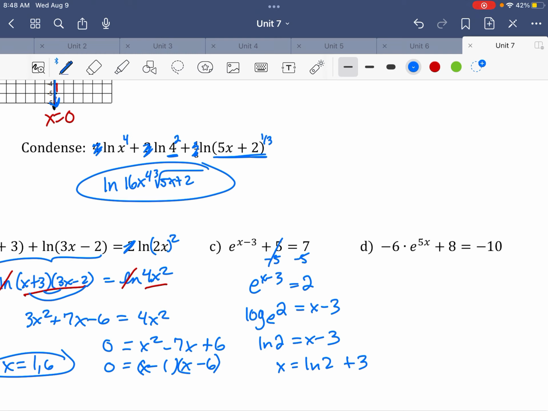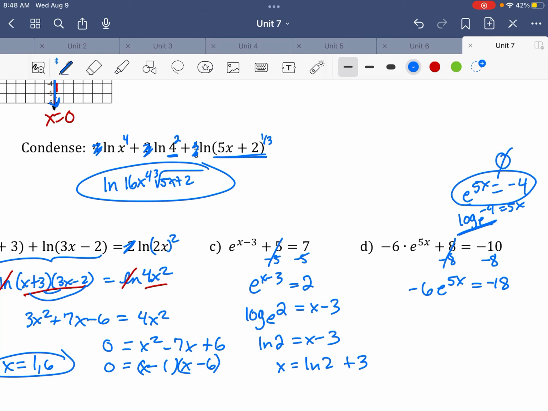All right, on this last one, same idea basically. We're going to isolate the e to the 5x. So take away 8. So I have negative 6 e to the 5x equals negative 18. Now, one problem here: if the negative 18 doesn't turn positive, then this would be impossible, right? Like if I got a problem that said e to the 5x equals negative 4 or something like that, you can't do that, because if you had log base e of negative 4 equals 5x, you can't do the log of a negative. There's no such thing. So if this happens to you, you know that one is no solution.